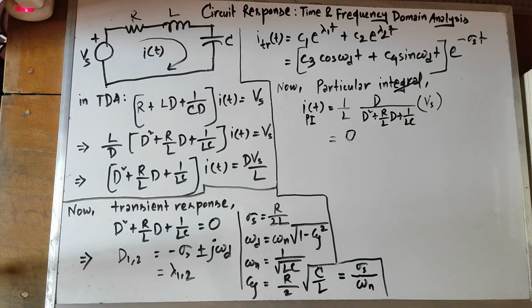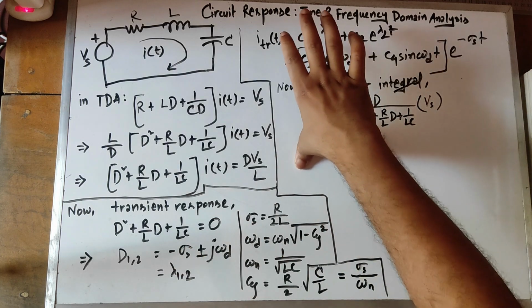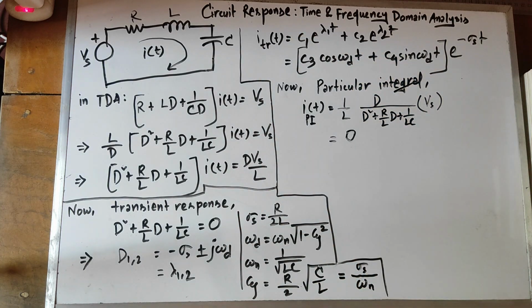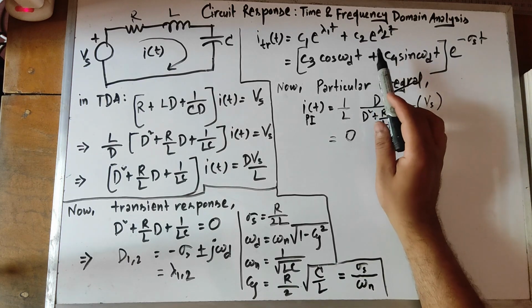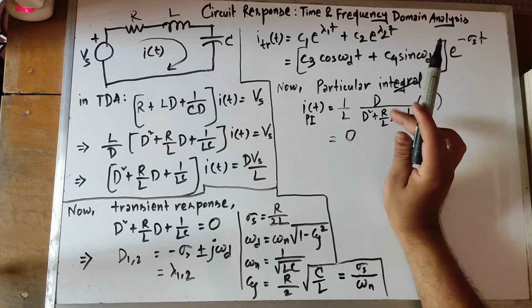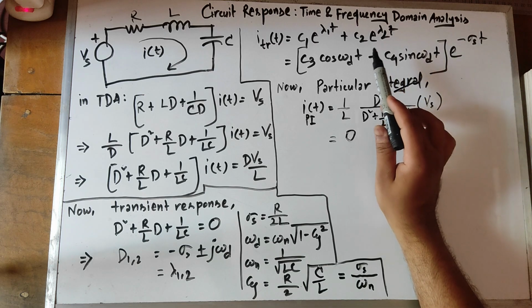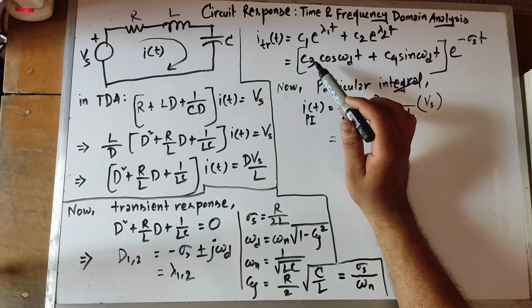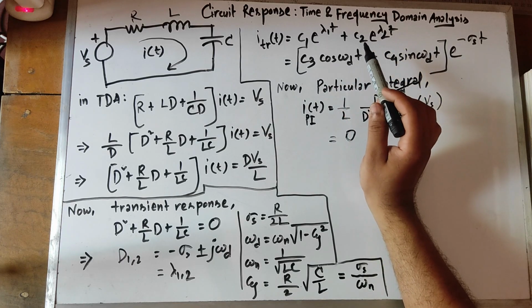So these are the two roots, minus sigma s plus minus j omega d, which are lambda 1 and lambda 2, the eigenvalues. For these two roots the transient response of the circuit is c1 e to the power lambda 1 t plus c2 e to the power lambda 2 t. And we can decompose this and use Euler's formula.